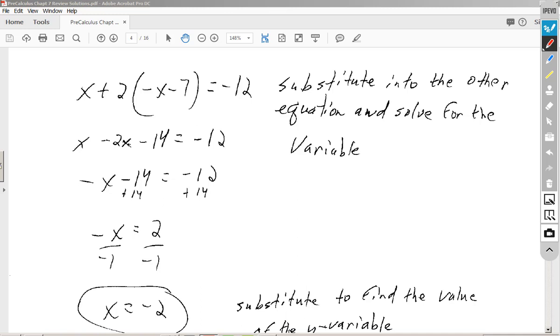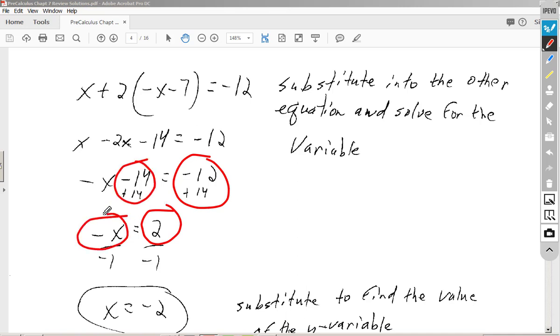So notice when I add 14 to both sides, that negative 12 plus 14 gives me the 2. That's negative 14 plus 14 is gone. I still have my negative x equals 2. Now I divide both sides by negative 1, and I end up with my x value of negative 2.